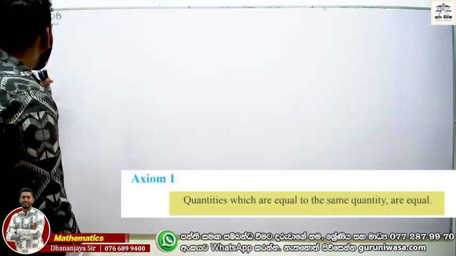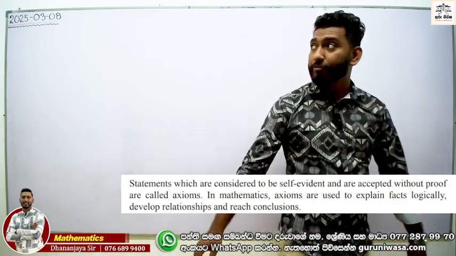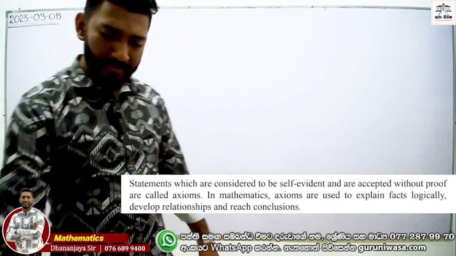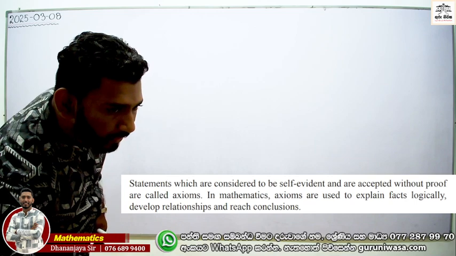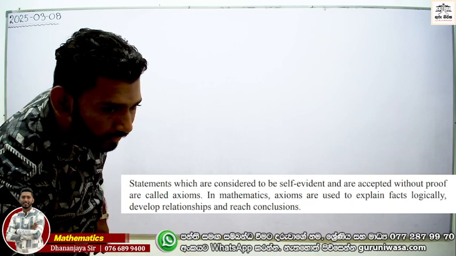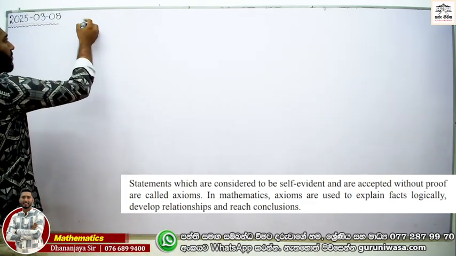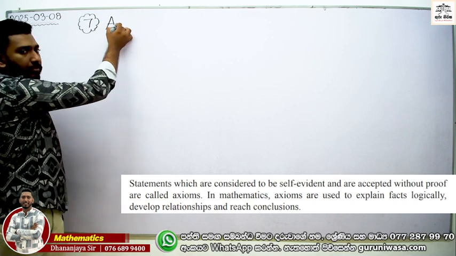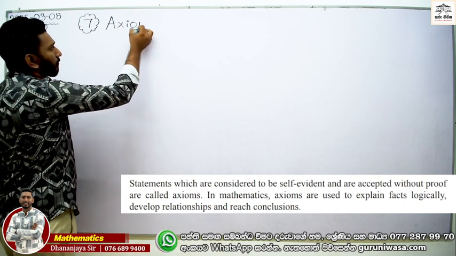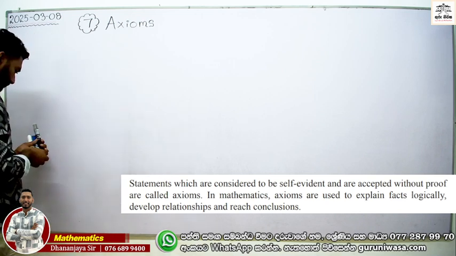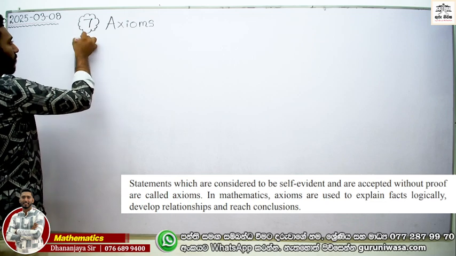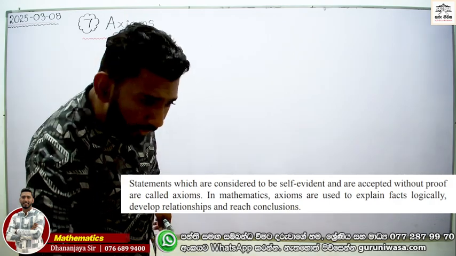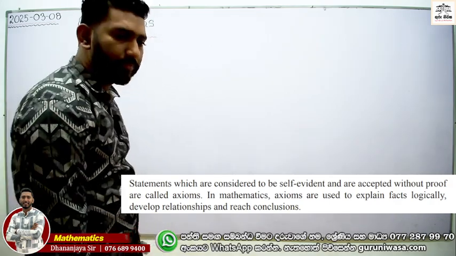Today is the 8th of March, 2025. Right, the topic is axioms, lesson number 7. Axioms. Right.